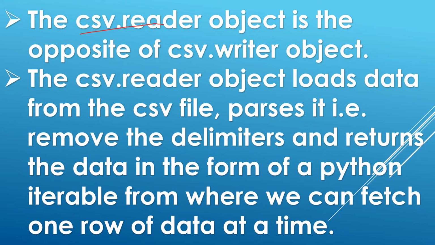The csv.reader is the object which is used to read the CSV file, and csv.writer is the object used while writing into the CSV file. So the purpose of the CSV reader object is to load the data from the CSV file, parsing the data, that is checking each character of the data file, and it removes the delimiter and returns the data in the form of a Python iterable, from where using a loop we can fetch one row of the data at a time and manipulate it according to our requirement.